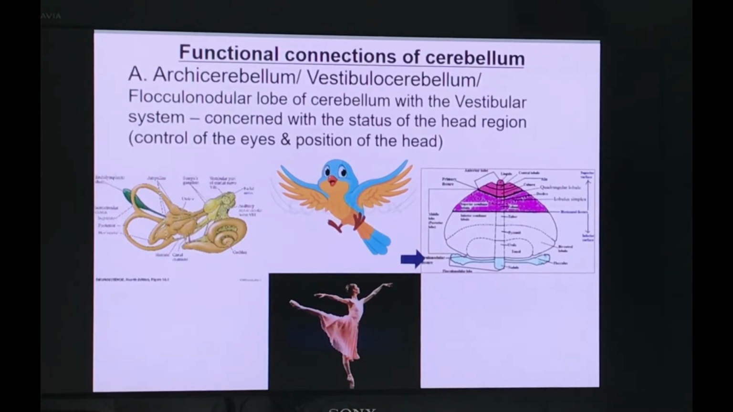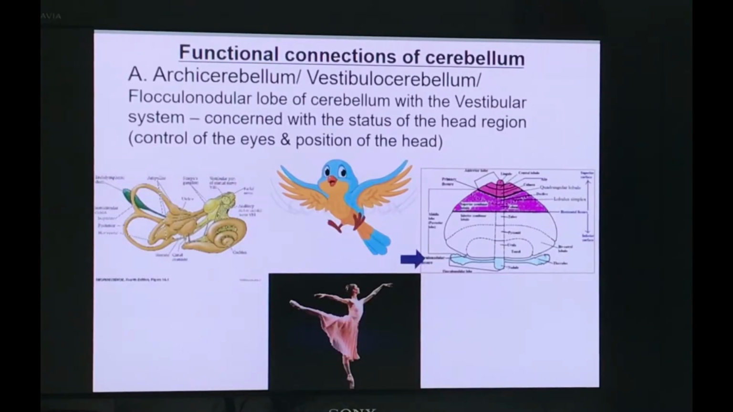So, functional connections. The archicerebellum is connected to the vestibular nuclei; they are interconnected. Mainly the flocculonodular lobe of the cerebellum is connected with the vestibular system. As I mentioned in my previous video, this is mainly concerned with the status of the head region and the eye movements, so it mainly controls the eyes and the position of the head. This part of the cerebellum is very well developed in birds since they fly, where they are able to control the eye and the position of their head.